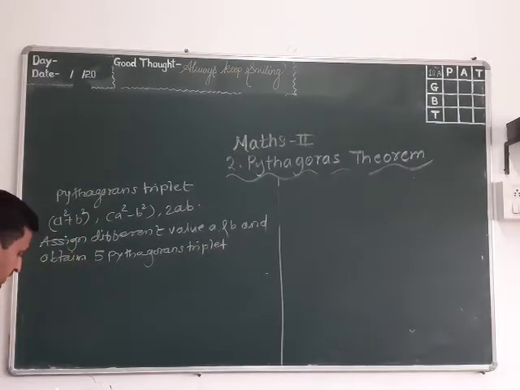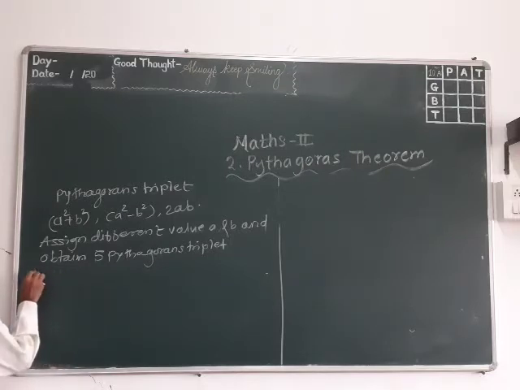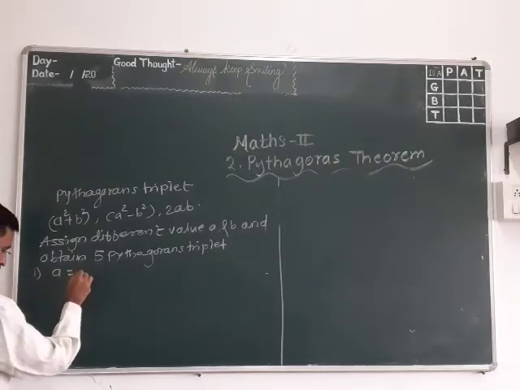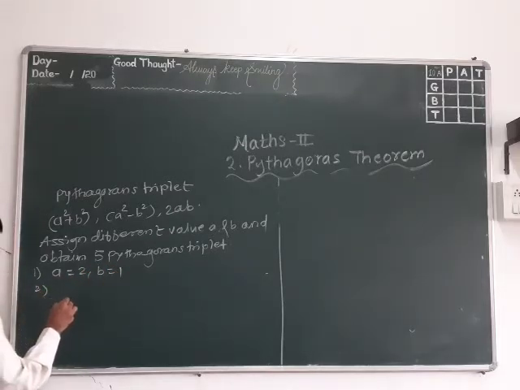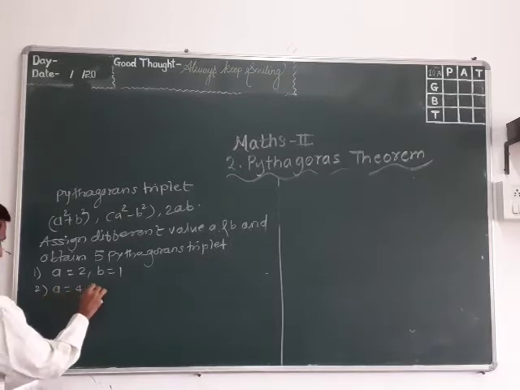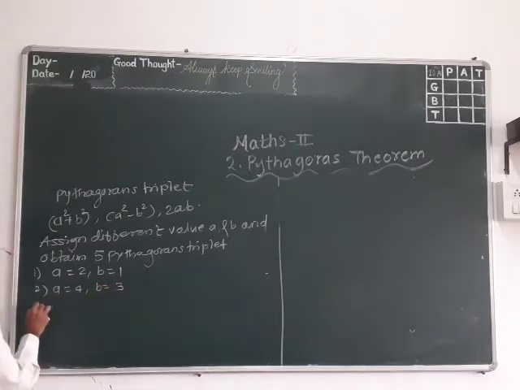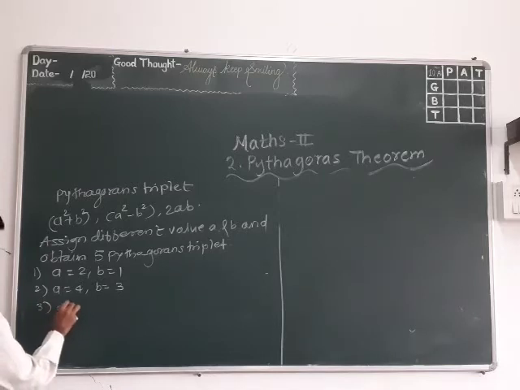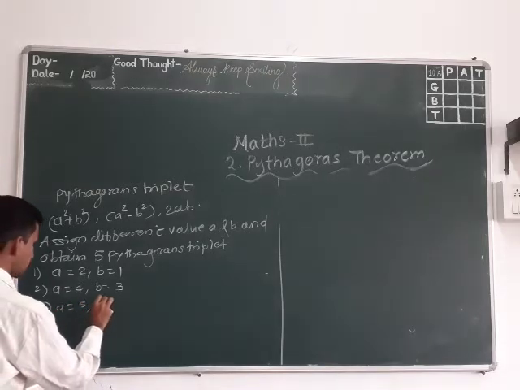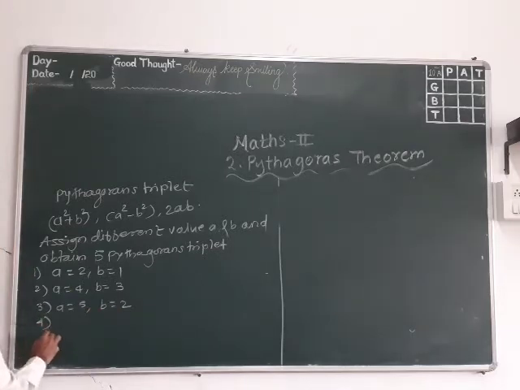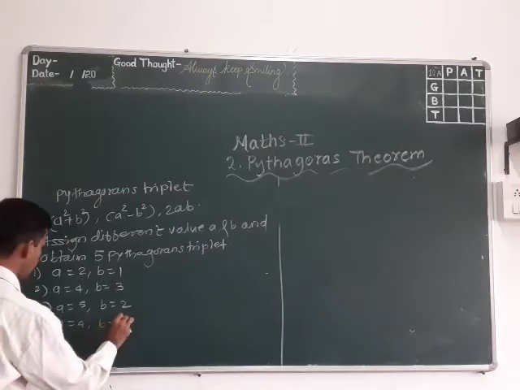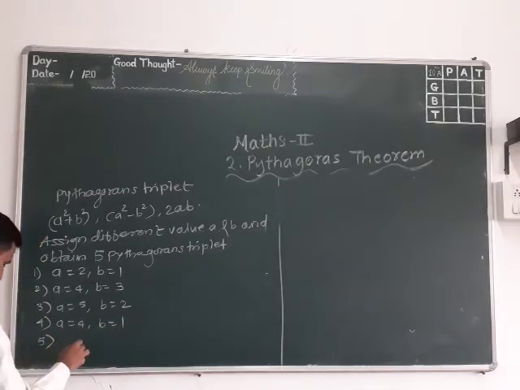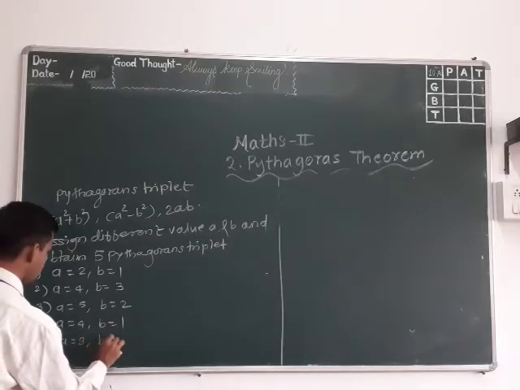Examples: first example, a is equal to 2, b is equal to 1. Second example, a is equal to 4, b is equal to 3. Third example, a is equal to 5, b is equal to 2. Fourth example, a is equal to 4, b is equal to 1. Fifth example, a is equal to 9 and b is equal to 7.